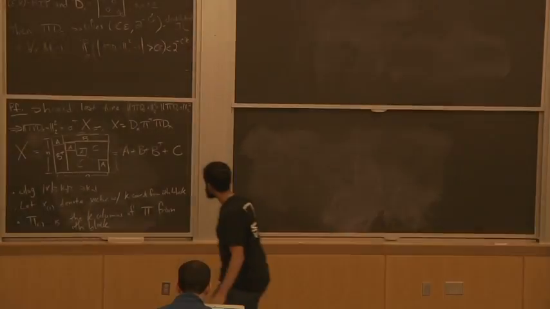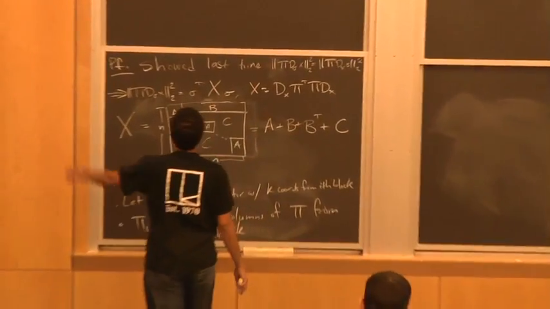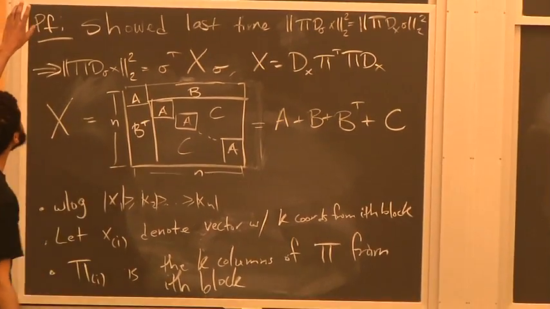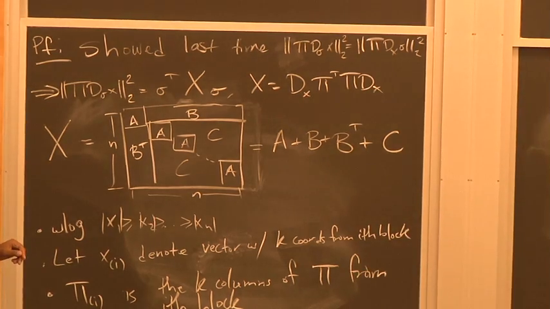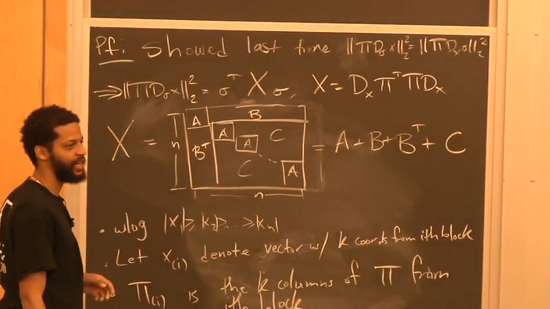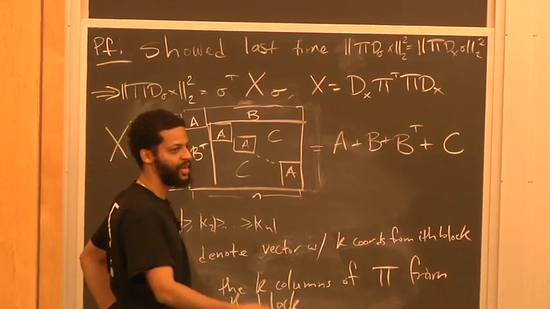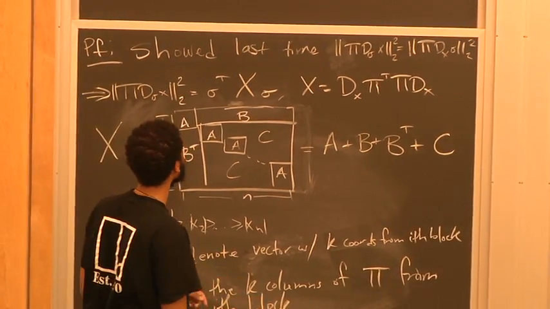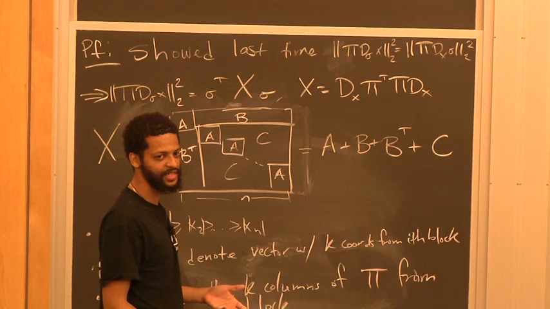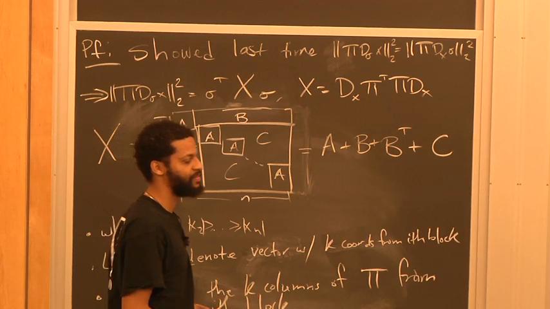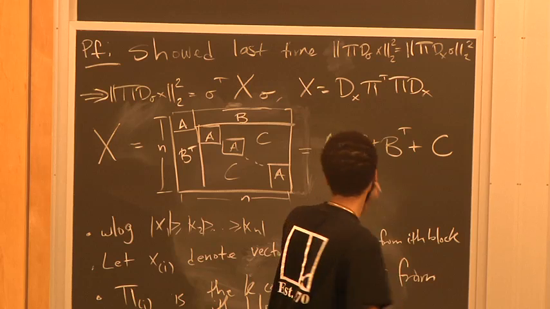Let's get started. So last time we finished up with me stating that RIP implies JL. We already know that JL implies RIP just by union bound, because RIP is just a subspace embedding for n choose k different subspaces. So union bound over a subspace embedding that works with high probability.